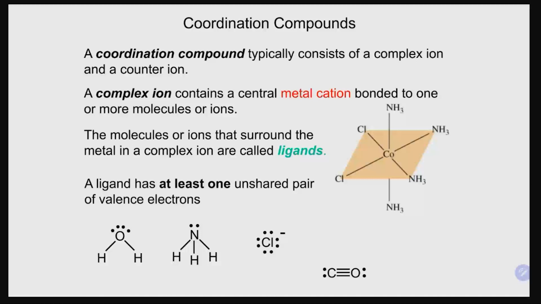It will consist of that complex ion, which in a lot of cases has a transition metal in the middle with those ligands attached. And because it is a complex ion, it has a charge, and it will consist of a counter ion. As we will talk about, your complex ion could be either positive or negative. That also means you could have either a positive or negative counter ion, depending on the charge of your complex ion.